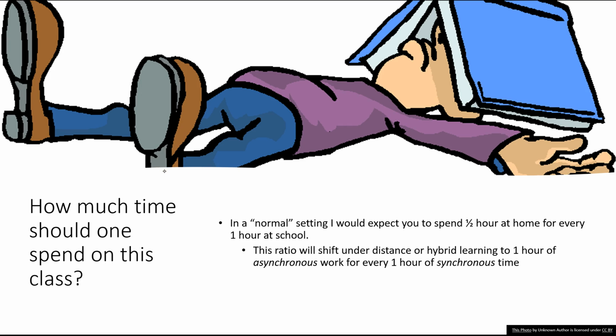Now, because we're obviously not in a normal situation to start this school year, probably going to shift that ratio to approximately 1 hour to 1 hour, which means for every 1 class period you have with me, you'll do about an hour of work at home, about an equivalent amount of work at home. Now, it's obviously going to vary from student to student. Some students work faster than others. But that is more or less about how much time I would expect you to do.